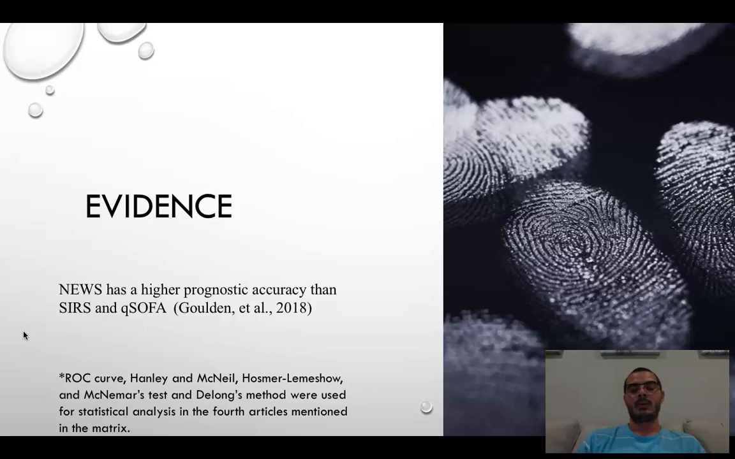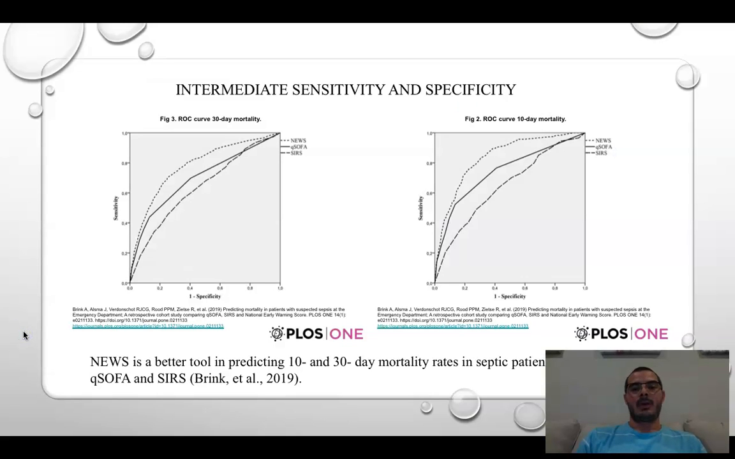At the bottom here, you can see some of the statistical analysis methods that were used. In particular, you'll see in the upcoming slides the ROC curve. Here's the ROC curve from one of the articles that I used, and it just goes to show you how NEWS outperforms both qSOFA and SIRS when it comes to specificity and sensitivity. This goes over predicting 30-day mortality rates and 10-day mortality rates in septic patients using all 3 of the scoring tools.